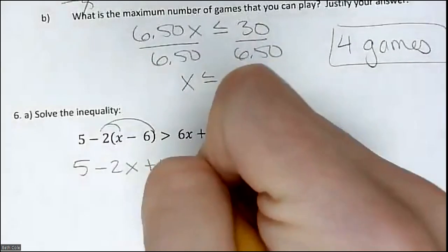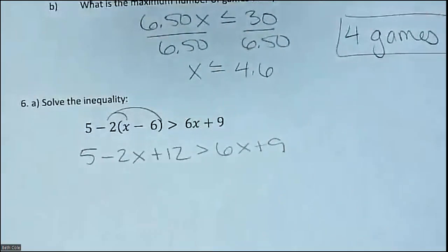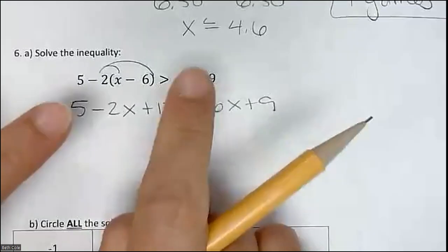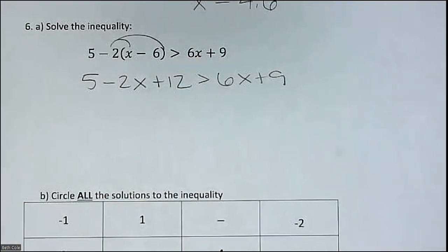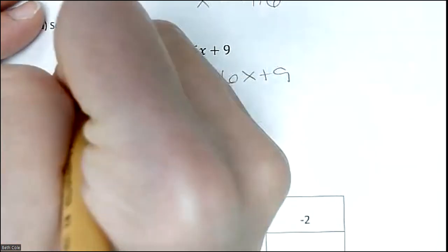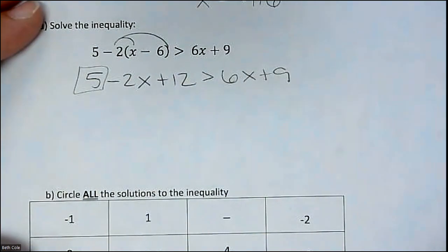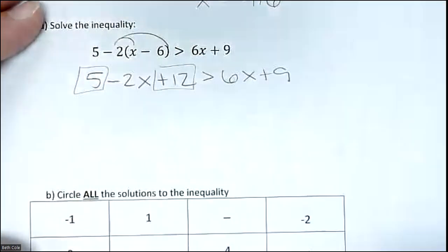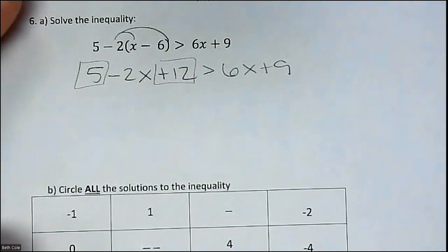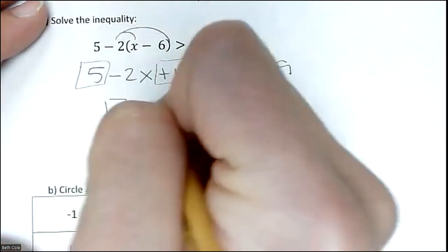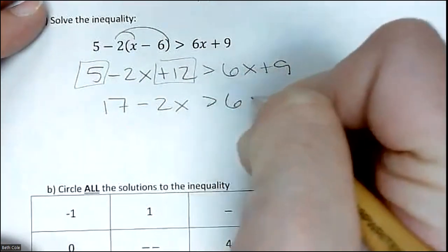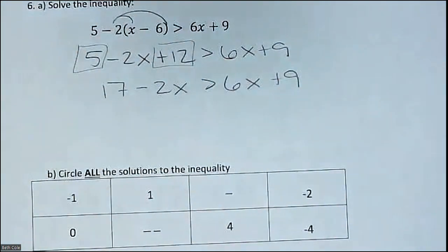All right. Greater than 6x plus 9. Hey guys, we got something about this long. What does that mean we need to do? Look up here. Combine like terms. Pick up a pencil and write this down. What is going to combine together over here? The 5 and the 12. All right, 5 plus 12 will be 17. So we have 17 minus 2x greater than 6x plus 9.